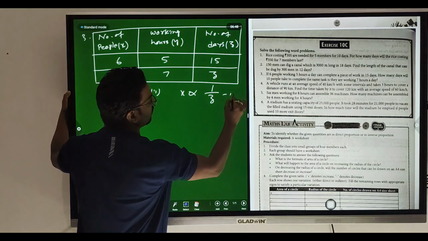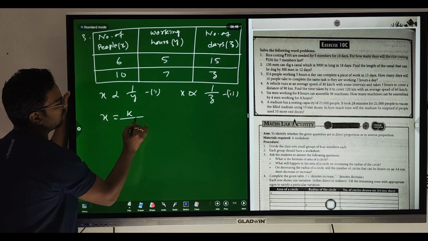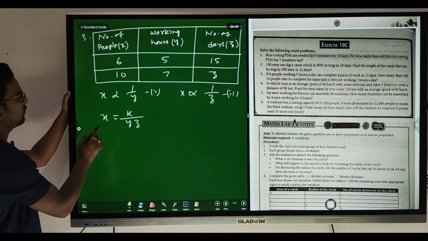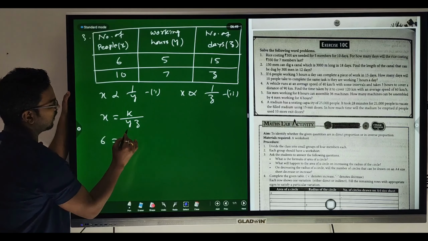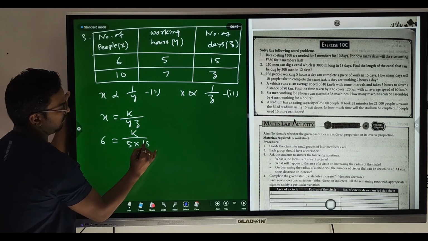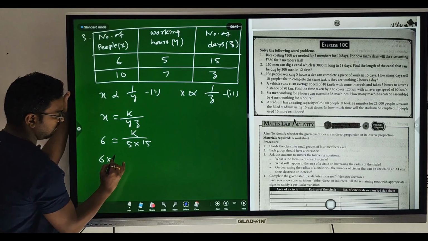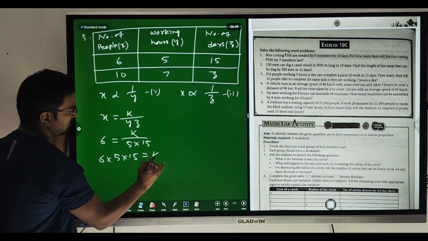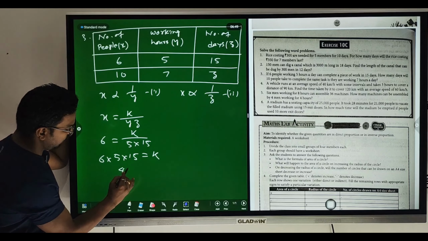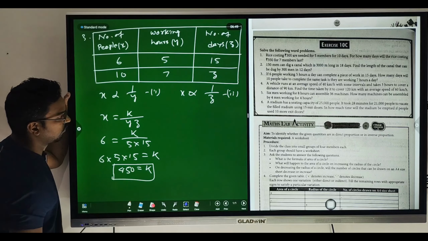So if you write this, the equation will be x equals k divided by y into z. You just multiply, right? So you replace the values. What is x here? 6. K we don't know, y is 5, and here z is 15. So if you bring it to the other side, it will become 5 into 15 equals k. If you multiply all this, what will you get? 30 into this will be 450. So we got the value of k, that is 450.